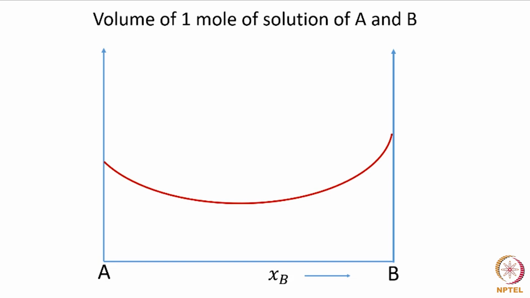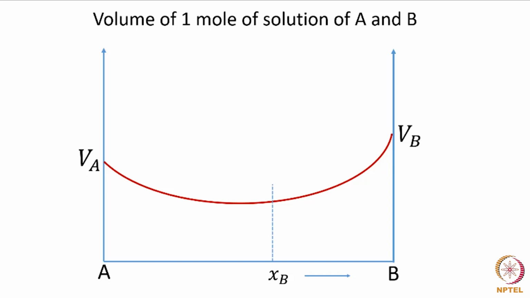And let us assume that the volume of 1 mole of solution of A and B follows a curve like that. If it is an ideal solution, you must be having a straight line, but it is a curve because it has some negative interaction, negative deviation from the ideal solution behavior. And where it touches the axis, we have the symbols VA showing that it is the molar volume of pure A, and VB showing that it is the molar volume of pure B.